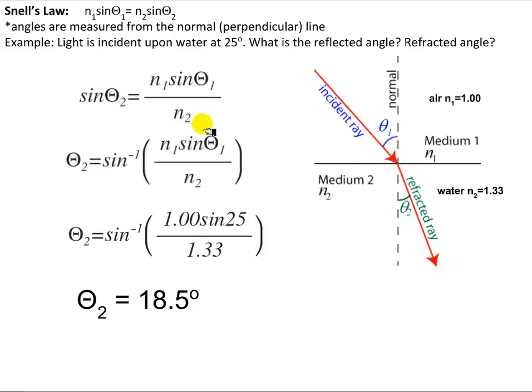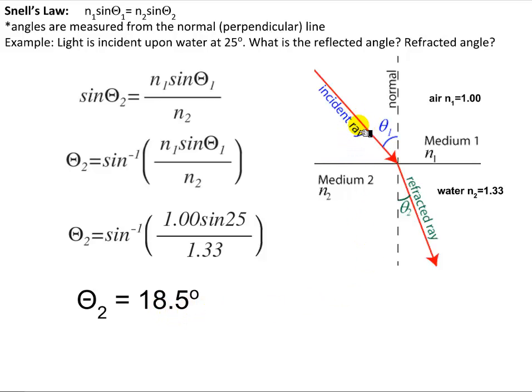So we rewrite this equation for theta 2. It algebraically becomes this expression here. We plug in n1 as being 1.00. We take the sine of 25, make sure you're in degree mode in your calculator. We divide that by 1.33. We take the inverse sine of what's in the parentheses, and we get an angle of 18.5 degrees.